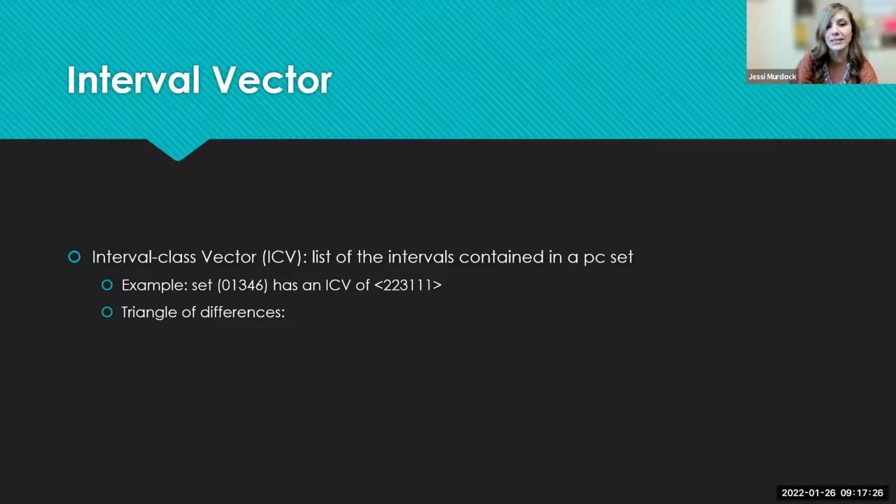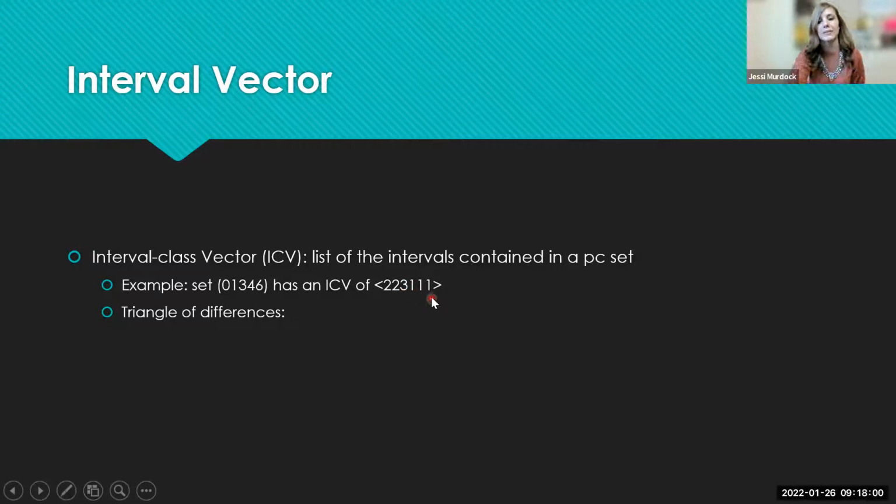Notice the set was in parentheses. The interval class vector is going to be between those little caret signs. What that means is that within that set, we have 2 occurrences of interval class 1, which could mean either a minor second or a major 7th. We have 2 occurrences of interval class 2, which could mean either a major second or a minor 7th. We have 3 occurrences of interval class 3, 1 of 4, 1 of 5, 1 of 6.